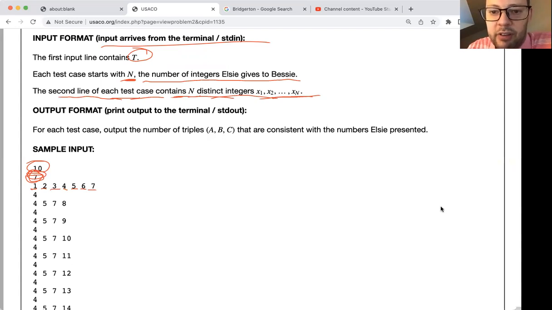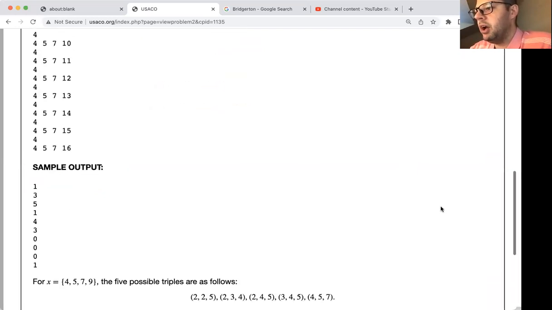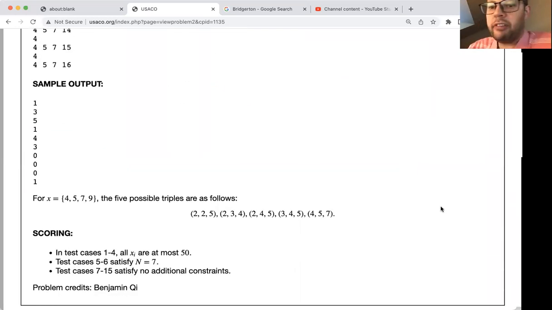The next test case has 4 numbers. This is x1, x2, x3, and x4, and that's where it cuts off. Your output, you're supposed to print to output in the terminal, which is just a standard print. For each test case, output the number of triples, A, B, C, that are consistent with the numbers Elsie presented. So if we scroll down here, it says for x equals 4, 5, 7, 9, there are 5 possible triples.